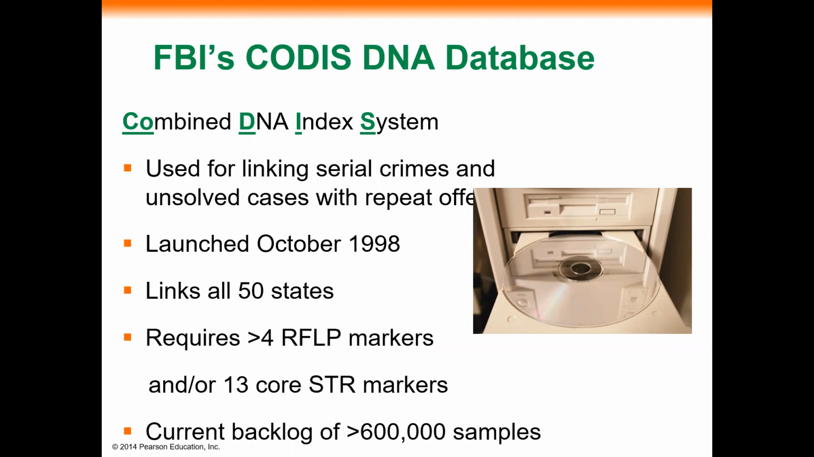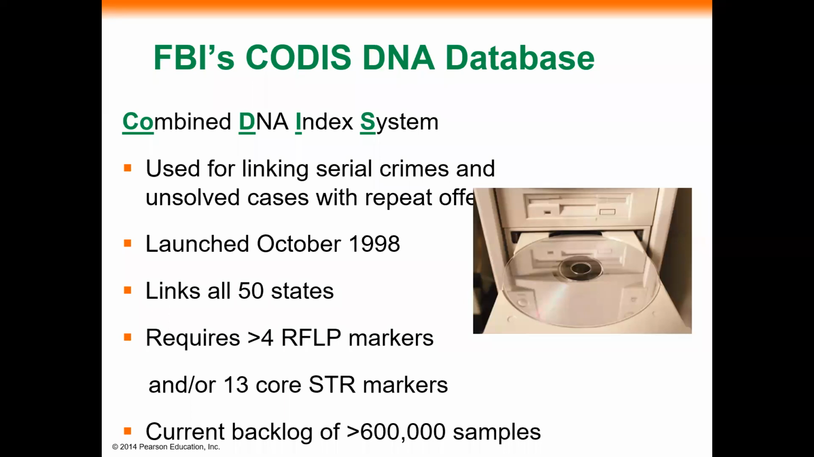And so what this does is that if more samples are taken from a crime scene at some time in the future, you can do the test and then compare it with what is already there. This way you can link people to crimes, especially someone like a serial killer who may be committing their crimes across multiple states, sort of like Ted Bundy did. So this was launched in October '98. It links all 50 states.